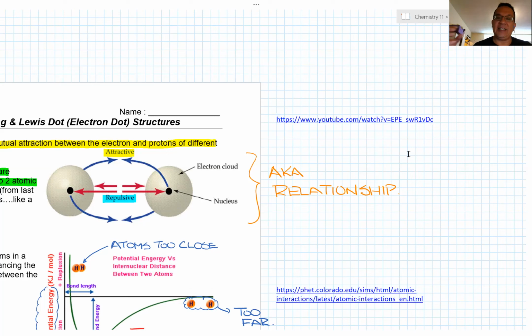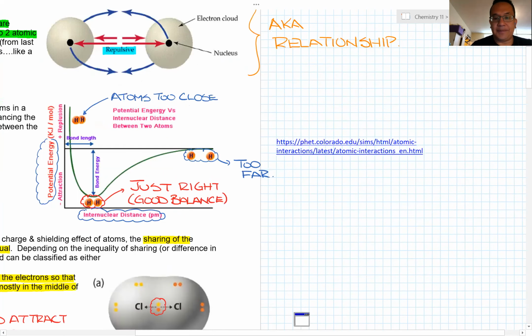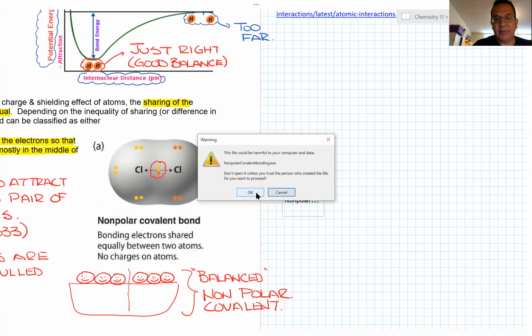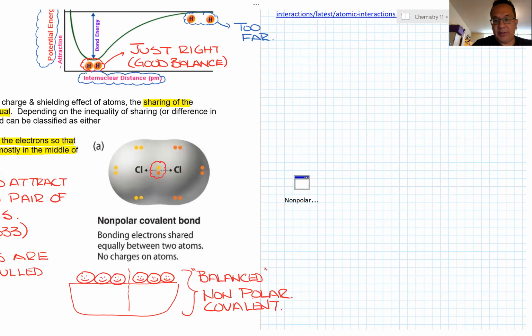What happens is the mutual attraction between the electrons and the nuclei keeps the atoms together. Now, I talked about a non-polar covalent bond here, and I forgot to put this on, so I'm just going to stop the sharing and restart it. Hopefully you folks have that in front of you.